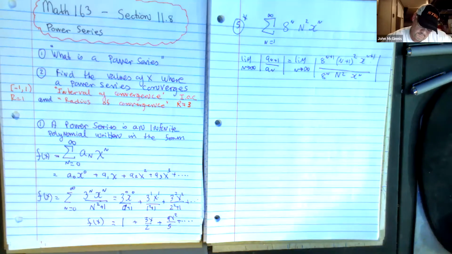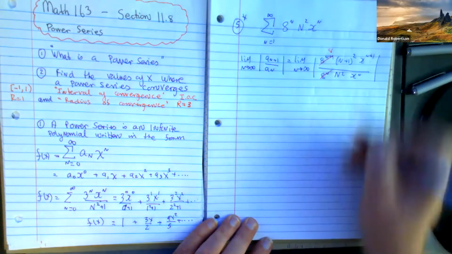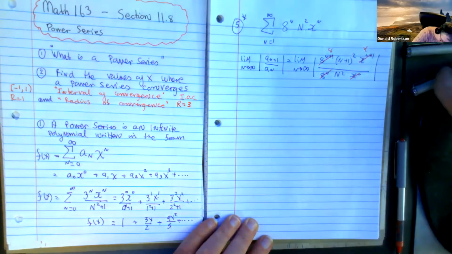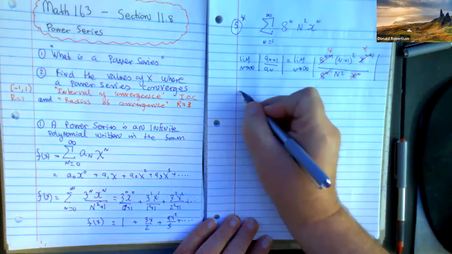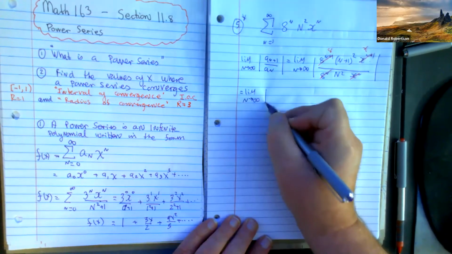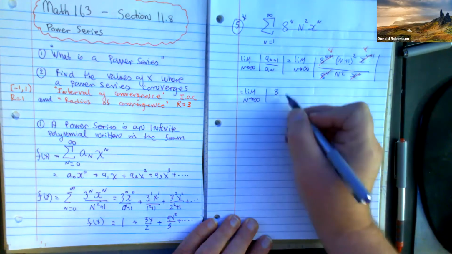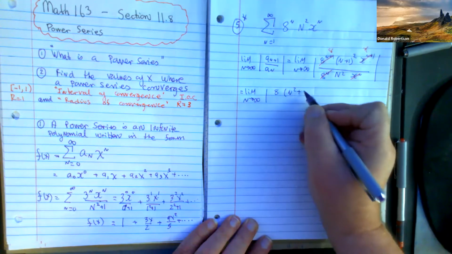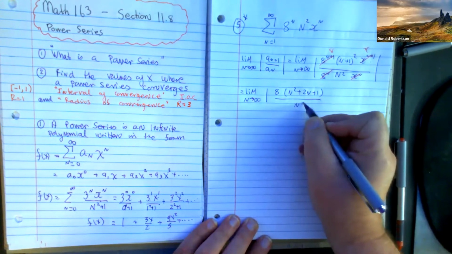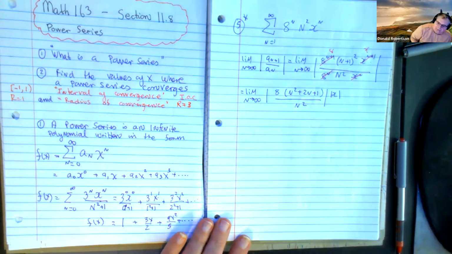The 8. Okay. If you cancel this with this, an 8 is left behind. And if you cancel this with this, an x is left behind. So we are now looking at the limit as n tends to infinity of 8, and I'm going to FOIL that guy out. So it's n squared plus 2n plus 1 all over n squared with an x. Right?